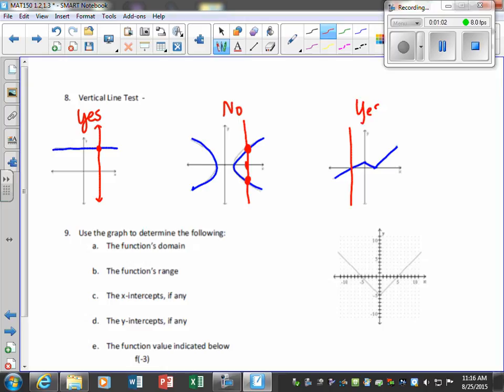Yes, it's a function, because if I draw a vertical line here, it touches it one time. Let's just say I randomly draw a vertical line here, it still only touches one time. Let me throw this at you.